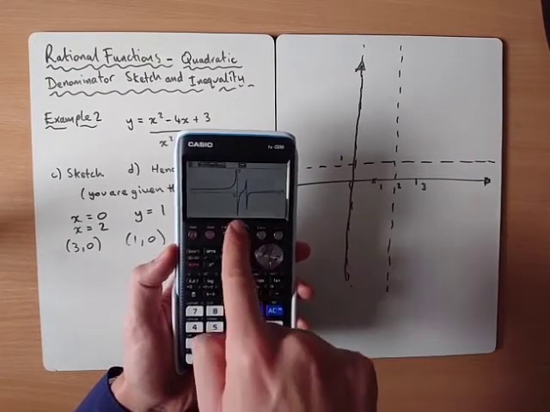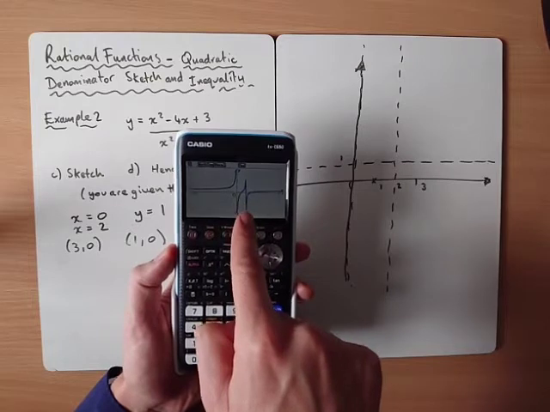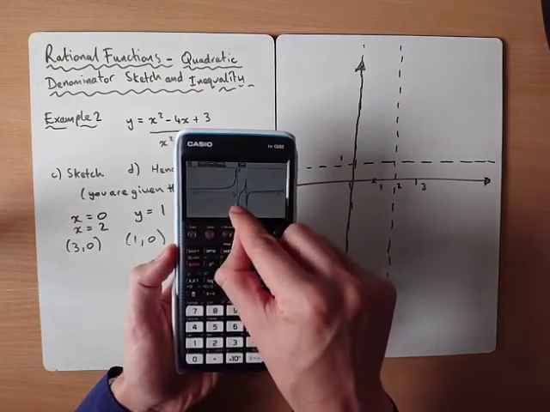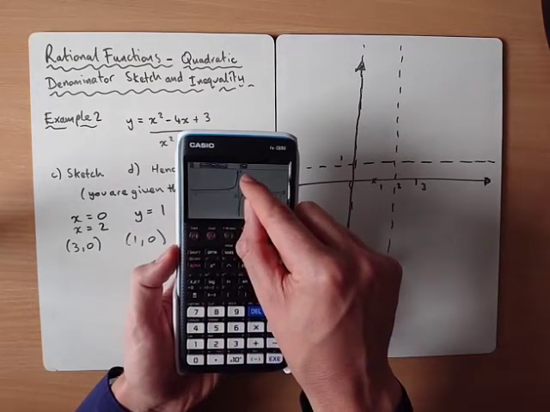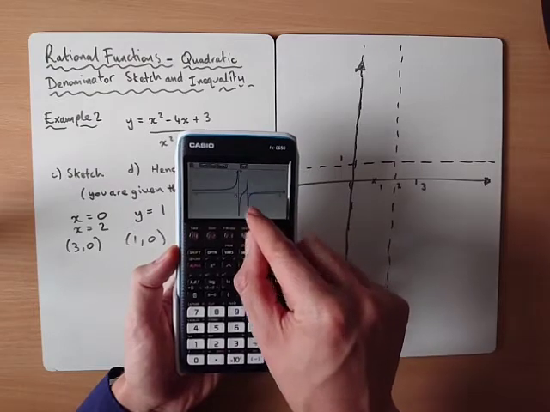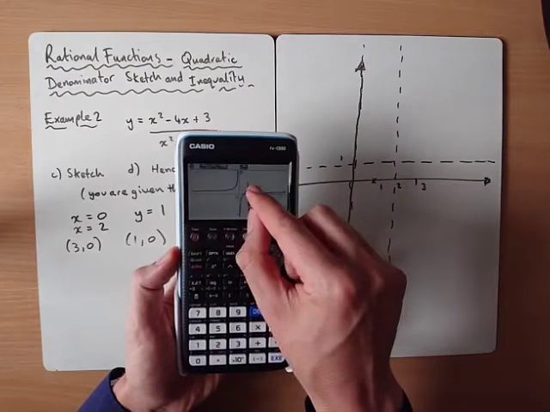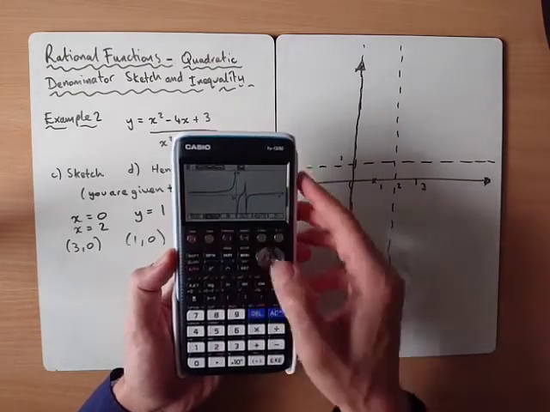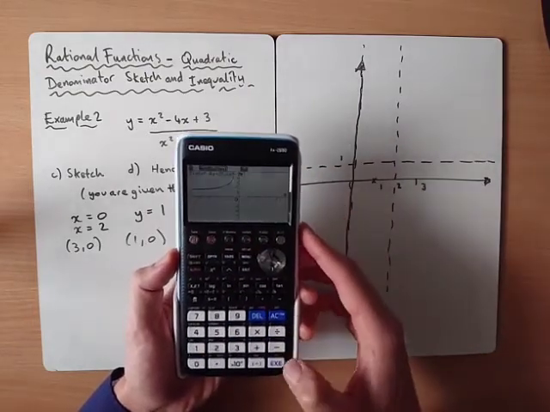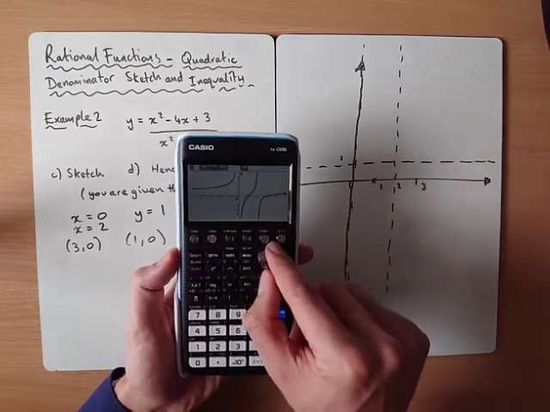Okay, one small drawback is you've just got to be careful here. Like, look what the graph's done. It goes up like this, and then it looks like it joins up. It doesn't cross that vertical asymptote. Okay, if we zoom in, hopefully it will fix that. Yeah, that's a much better picture.